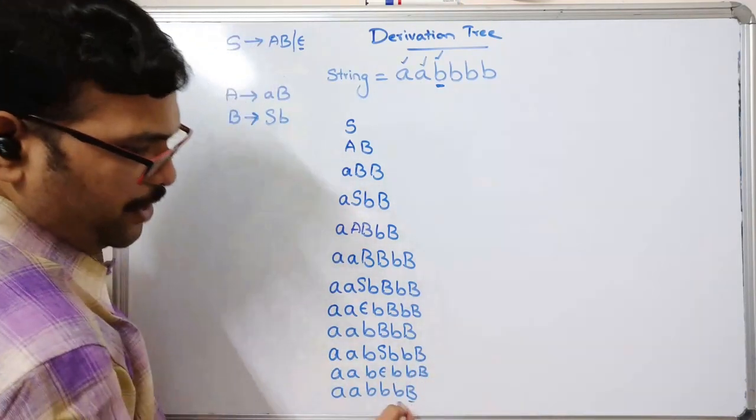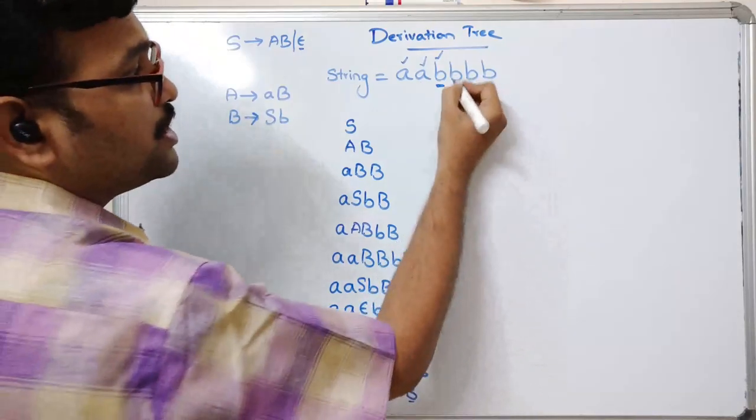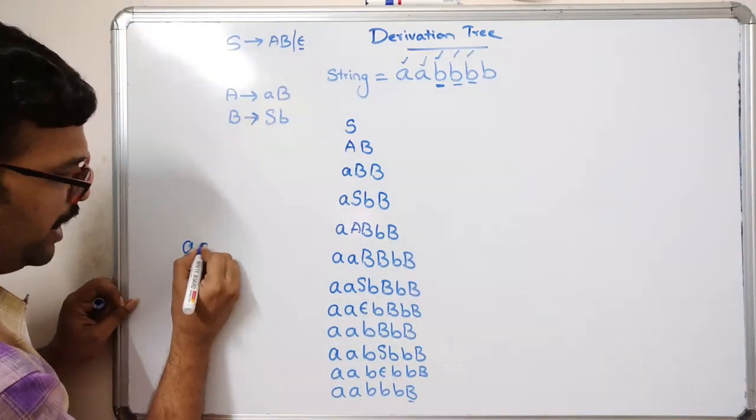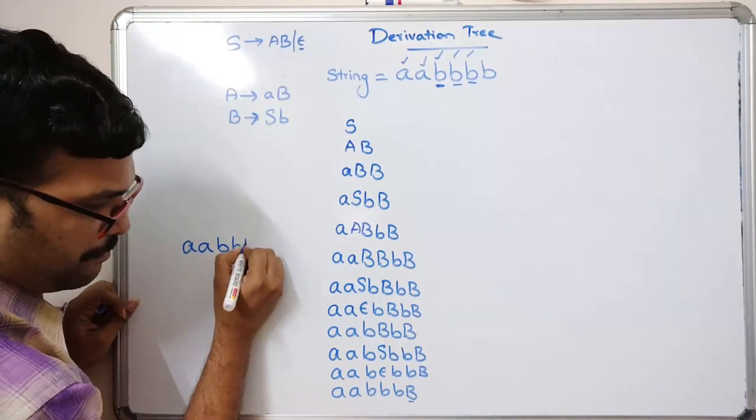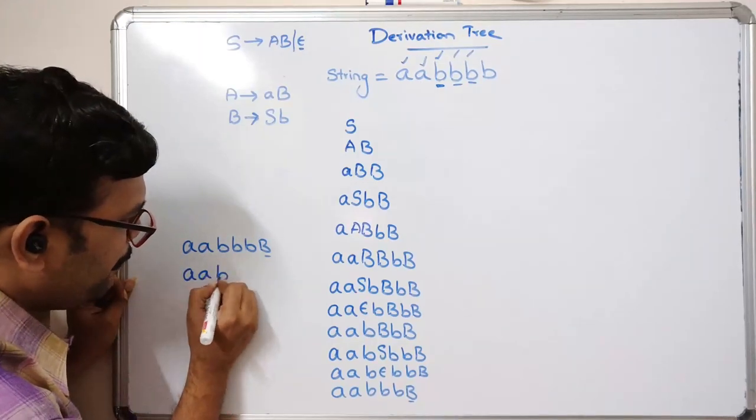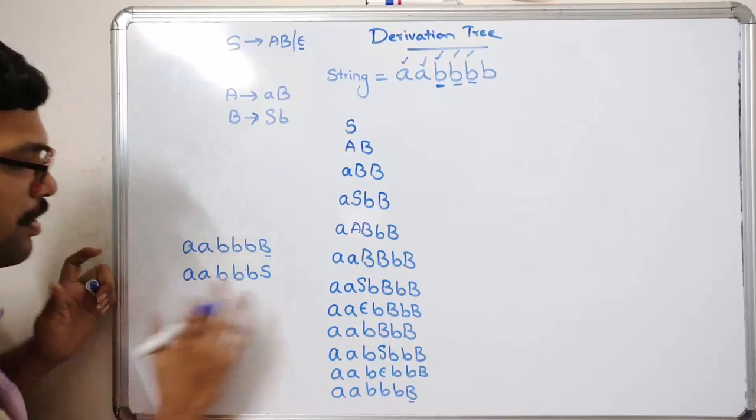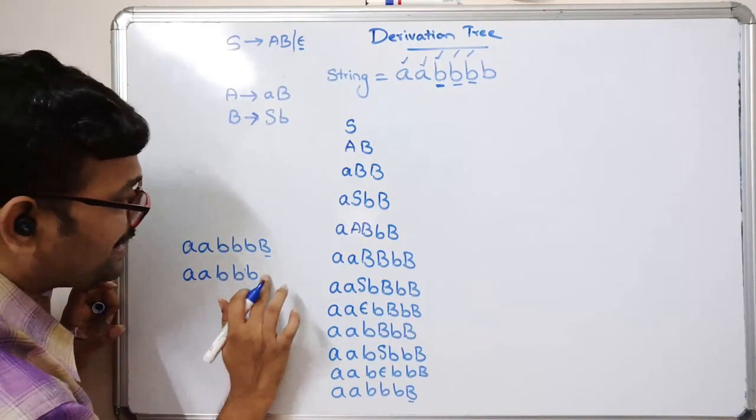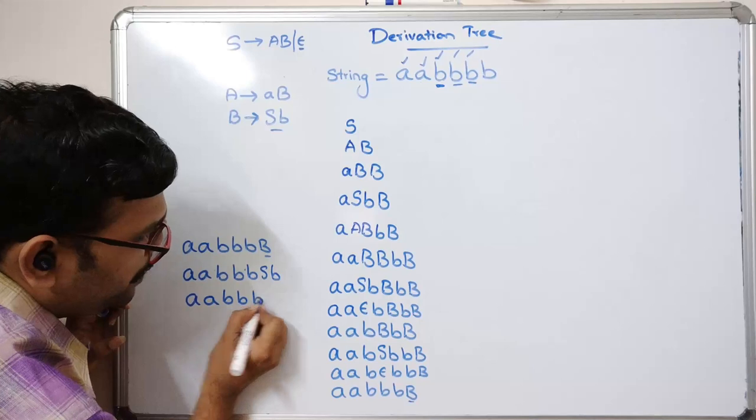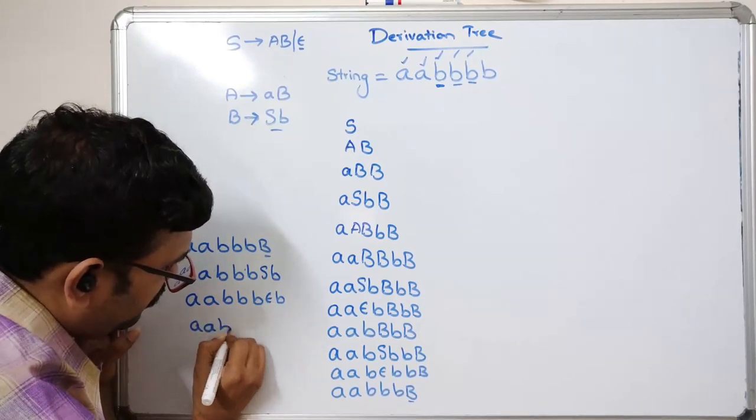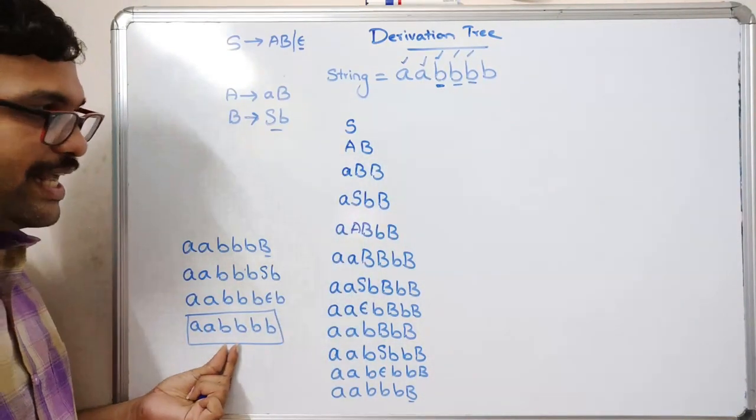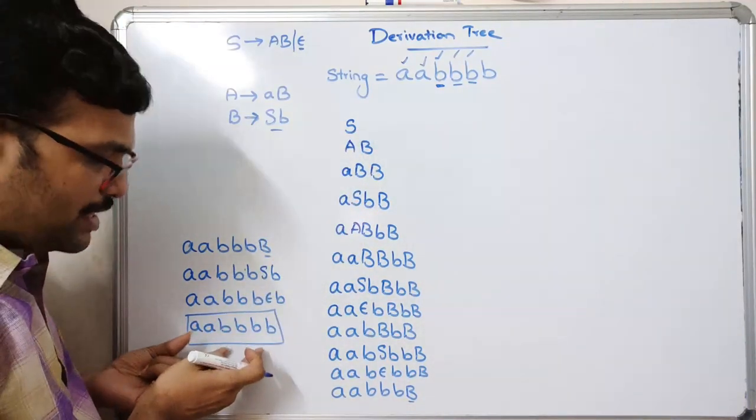Right? Again, you need to expand this B. So we have achieved this one. Up to here we have done, right? The last B, so this will be done. I will write here: A, B, B, B and B, right? So instead of B, again I am just substituting here SB. So right now A, B, B, B, epsilon, B. So simply we can avoid the epsilon, and we will get this one. So this is the string. This string was derived from the start symbol. Simply we are deriving the string from the start symbol.